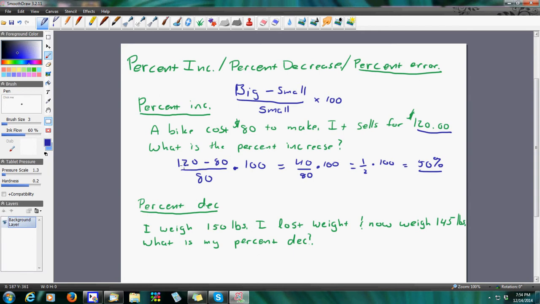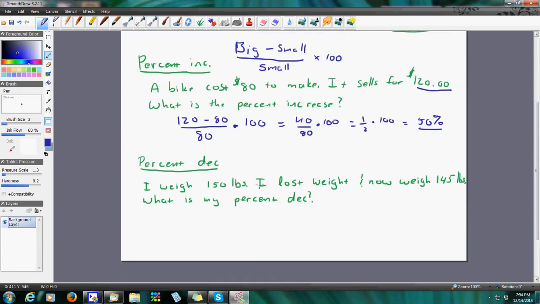So that's it. You take the big number, subtract the small number, and because we're trying to find the percent increase, you divide by the small number, you multiply by 100. You multiply the 100 to get the percent, right?